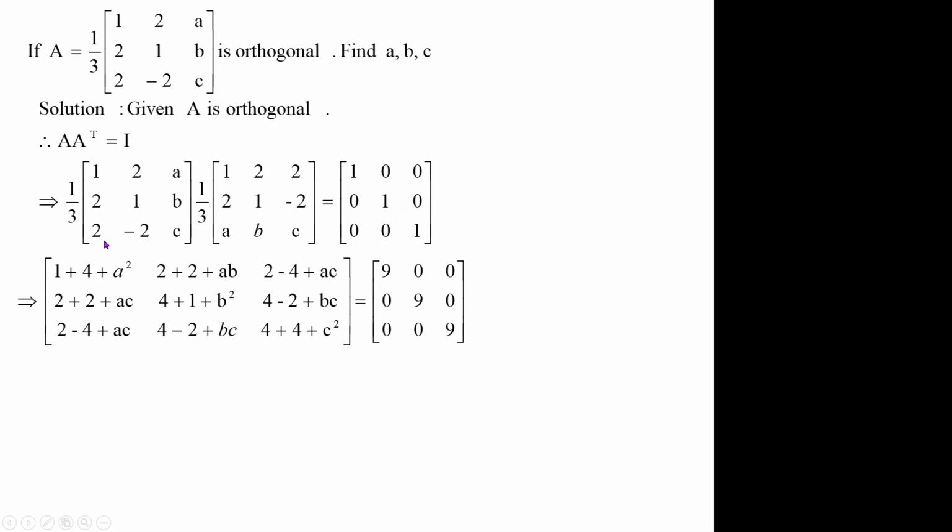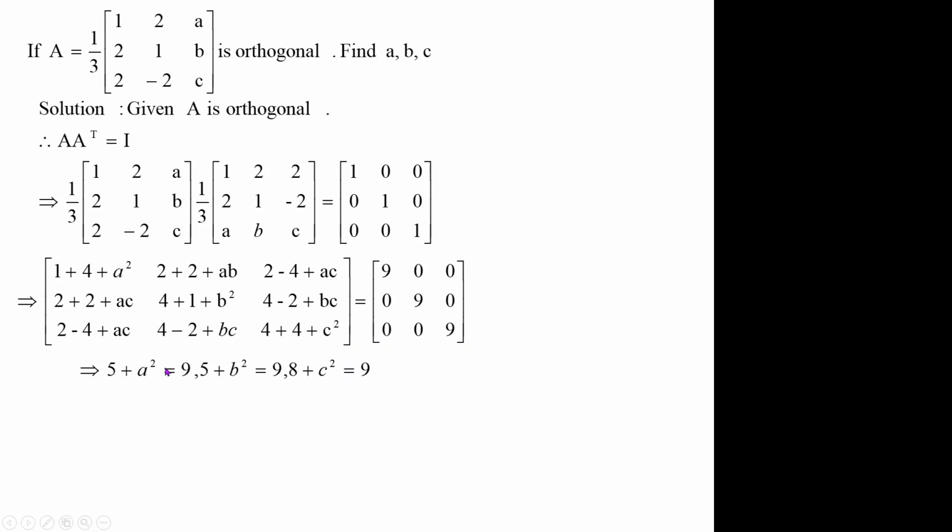Now multiply. So 1 by 3 into 1 by 3 is 1 by 9, multiply it on the right hand side. So 9 times this matrix means 9 times each and every element. So we have 900, 090, 009, and then multiply these two matrices. We get the resultant in this way.